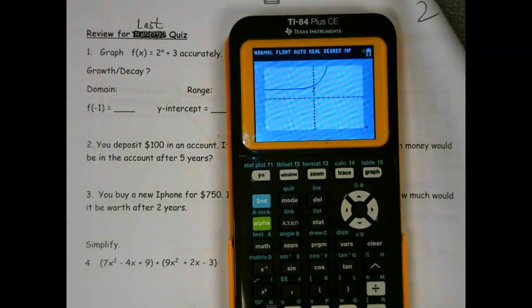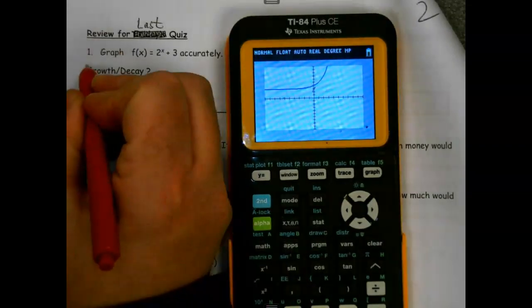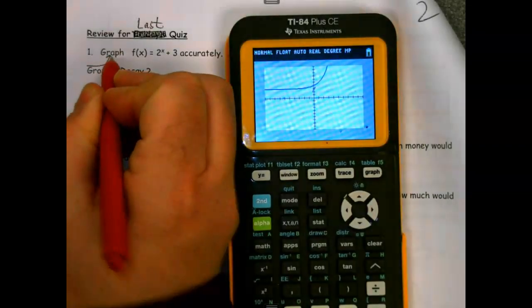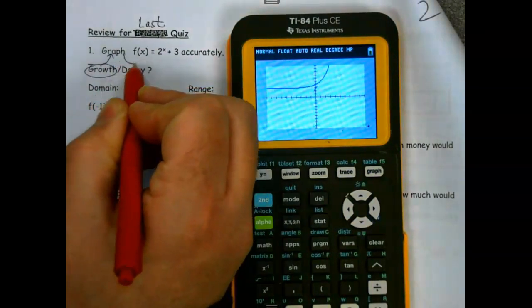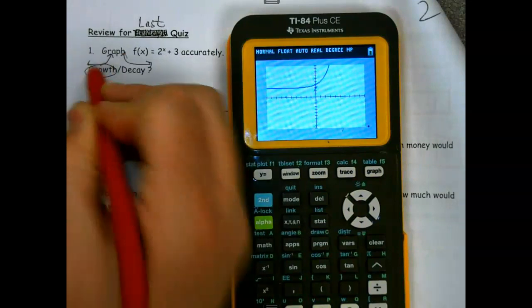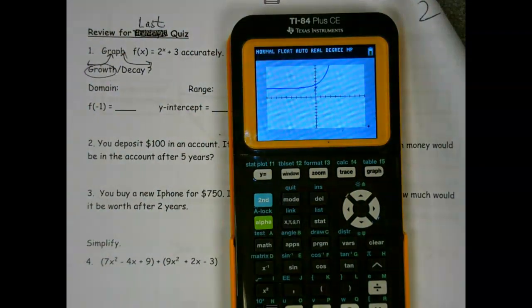Okay, so first thing, if your graph goes up to the right, that is growth. If your graph goes down to the right, it's decay because it's getting smaller. So you're like, okay, so when are we going to get to the graph part? Just patience.